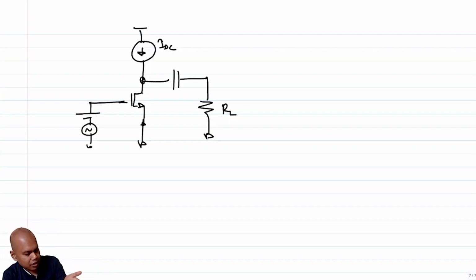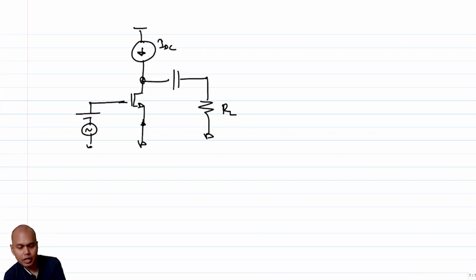Because the DC power that this contraption is drawing is basically VDD times IDC, correct? So the amount of current I am drawing from the supply is kind of fixed. It is VDD times IDC. So in order to increase efficiency, I'll have to ensure that I maximize the power that I can deliver to the output.